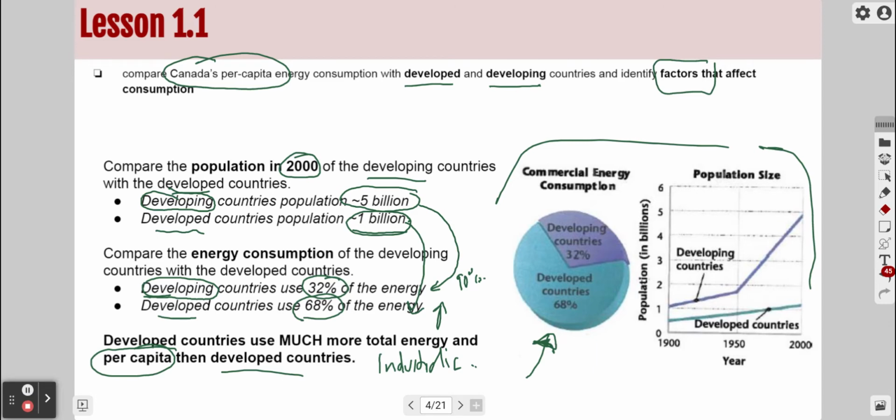Also colder climates, more wealth, so greater GDP of a country. You'll have more people have vehicles, right? Vehicles, transportation. If you have cold, you're heating up many more facilities. There are lots of different reasons for energy consumption.